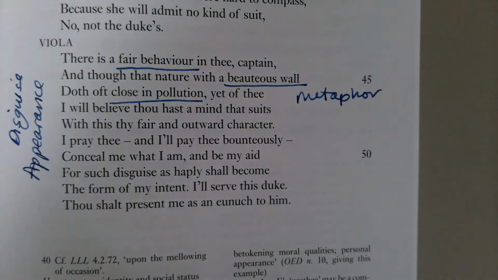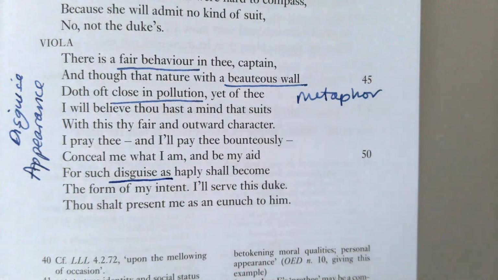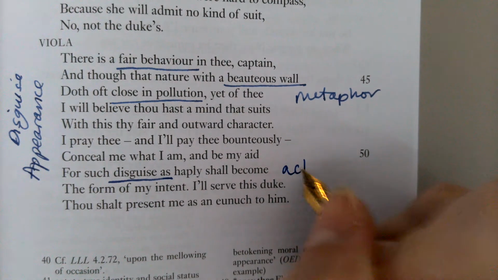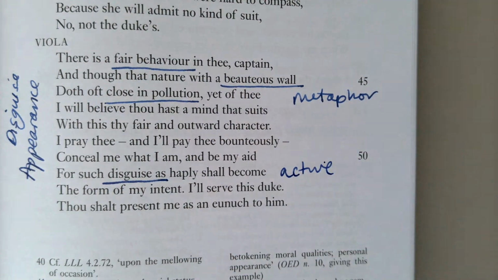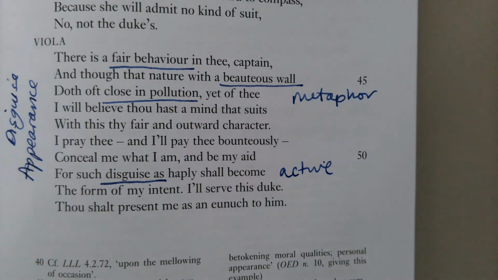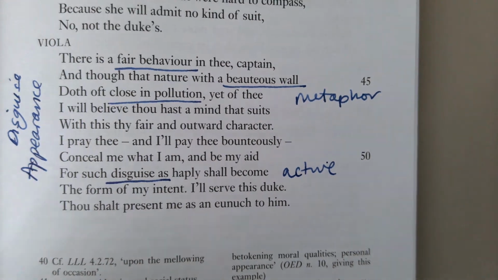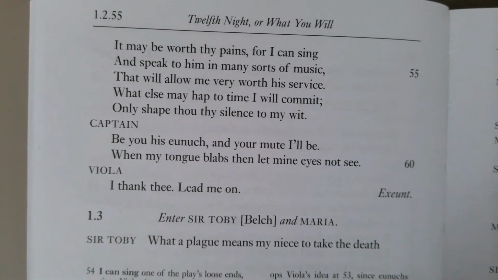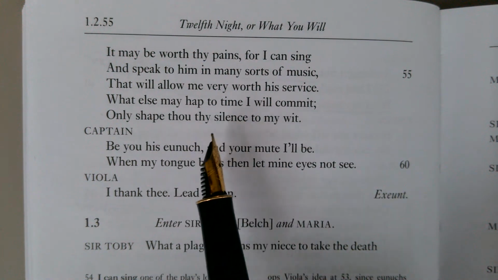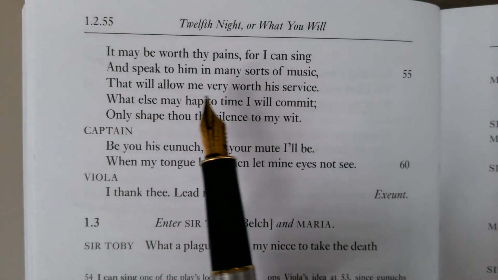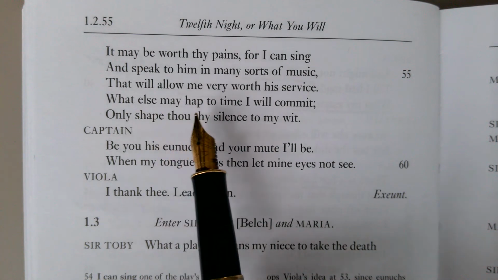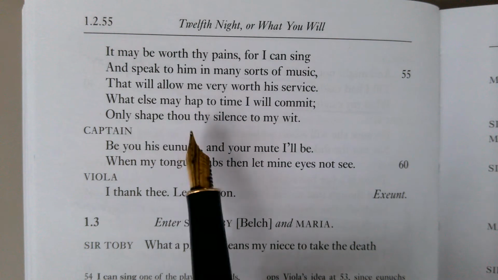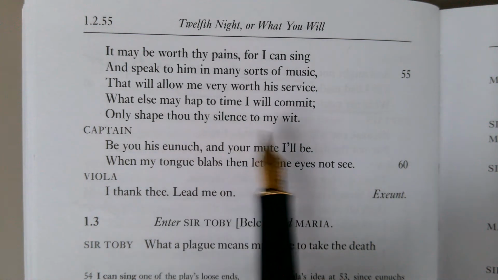And then she decides that she will disguise herself. Again, an active decision there, showing her agency. She's made that choice to disguise herself. And she's going to present herself to him and basically serve him. "What else may hap to time I will commit. Only shape thou thy silence to my wit."